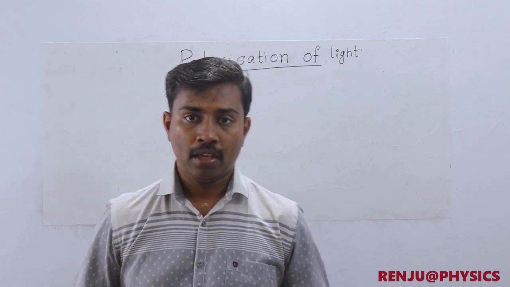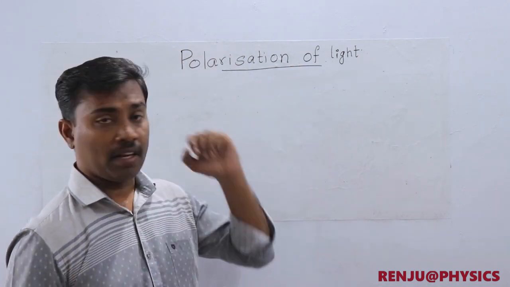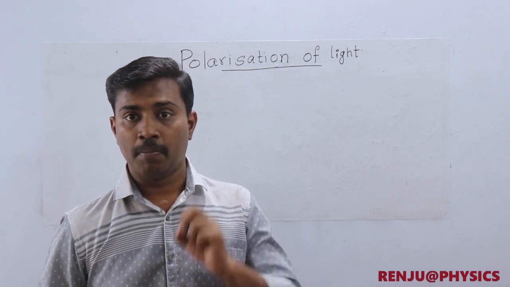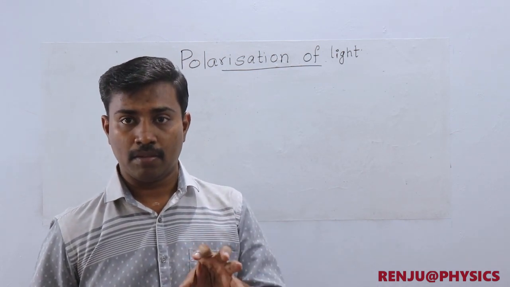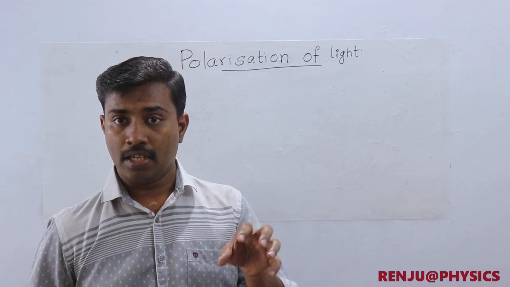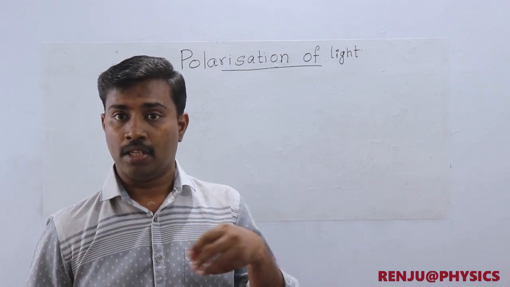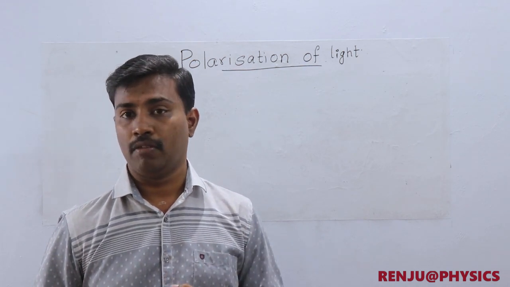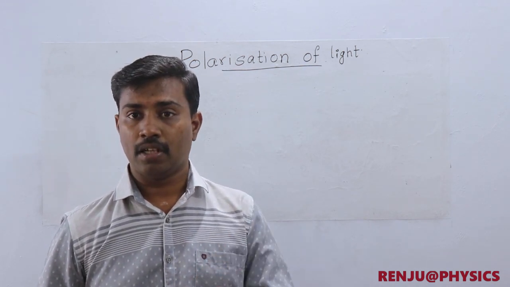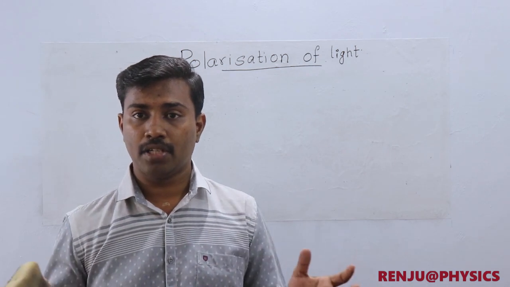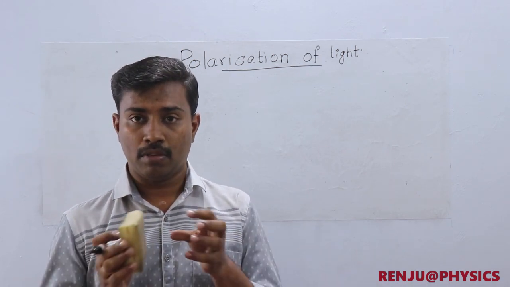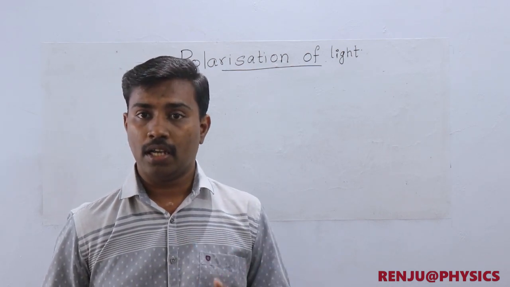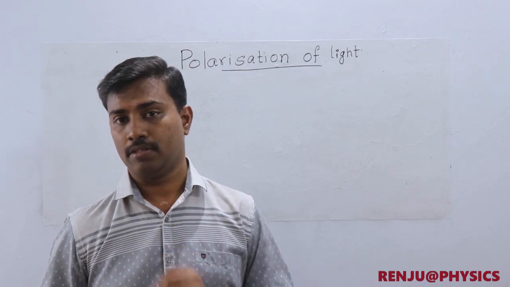Here we are going to discuss polarization of light. So we know what unpolarized light is. We know that light is an electromagnetic wave, in which the electric field vector is larger compared to the magnetic field vector. The electric field vectors vibrate in all directions perpendicular to propagation. That type of light is called unpolarized light. So ordinary light is unpolarized light.